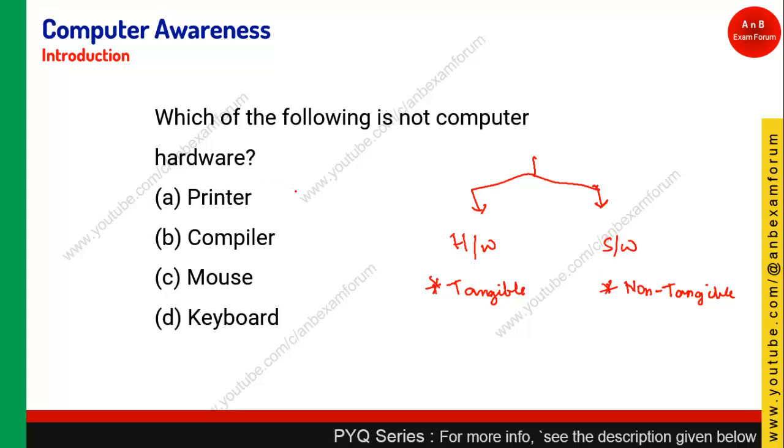How is YouTube software? YouTube is an application software, which runs on the web server, that I'm not going into in detail. Printer, as you know, is hardware, so this one is wrong. Compiler, yes, compiler is software, which translates high level language to low level language. Let's see the other options. Mouse is hardware, keyboard is hardware, so compiler is not hardware, it's software. So option B is the right answer.